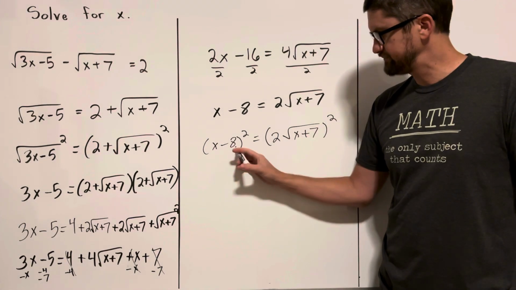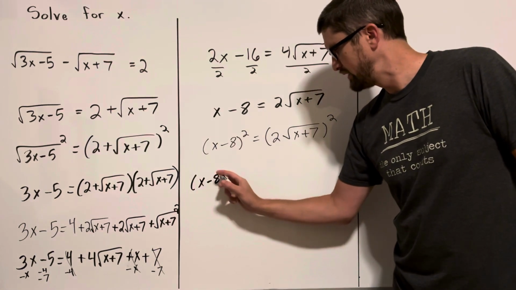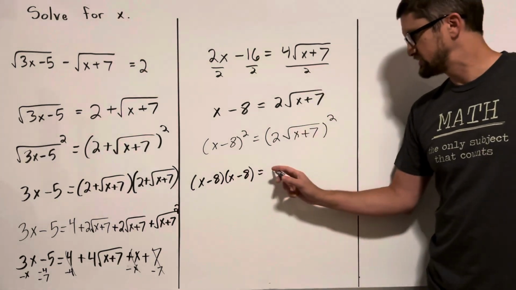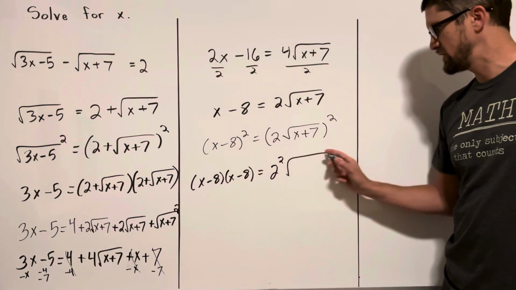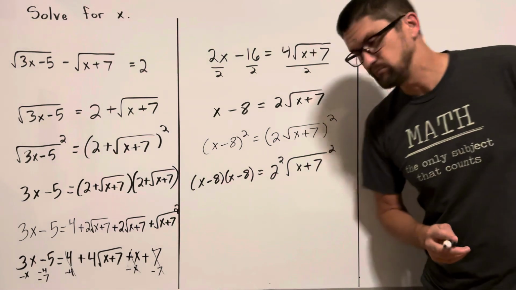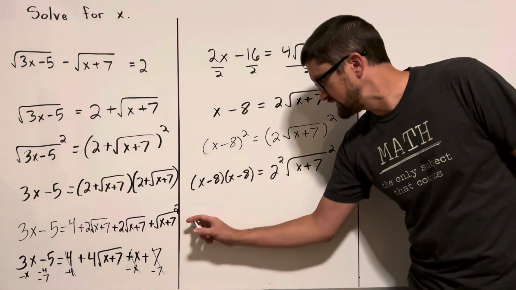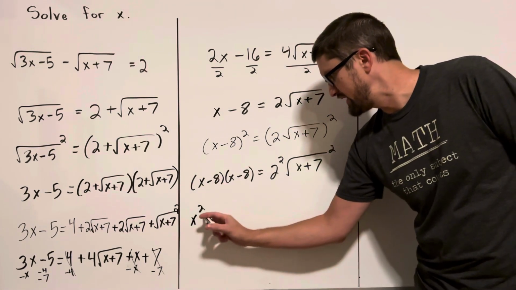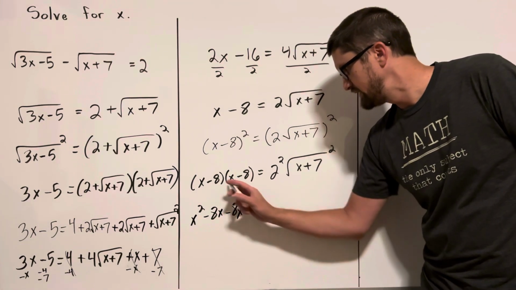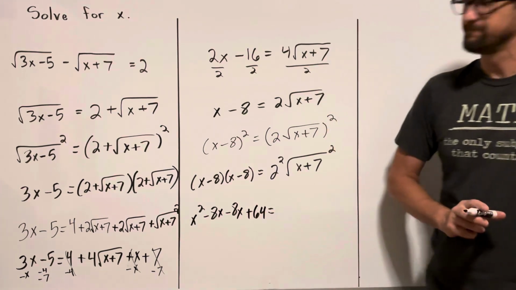All right, so this one, if you don't know the formula again, you could write it twice and FOIL it. x minus 8 times x minus 8. On this side I'm going to square the 2 and I'm going to square the x plus 7. Squares both of them. I'm going to FOIL the left-hand side. I got x times x, x squared, and then I have a minus 8x, and then a plus 64.